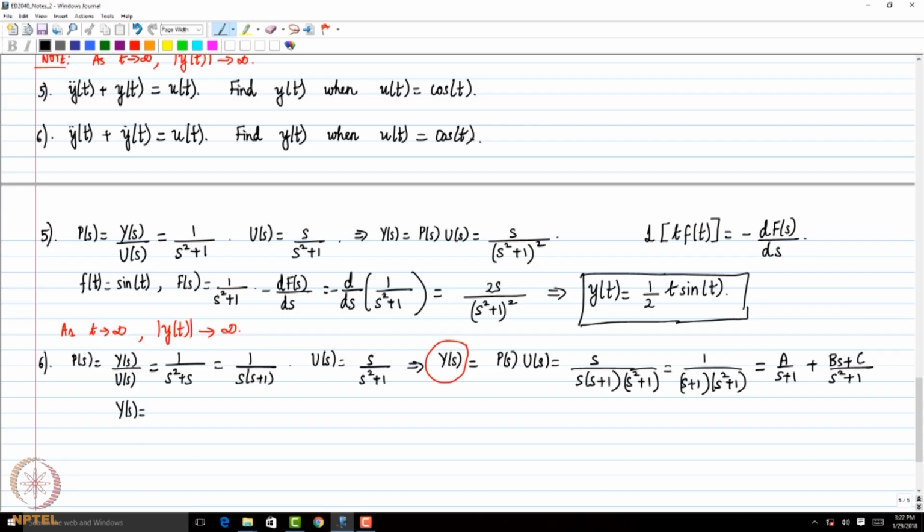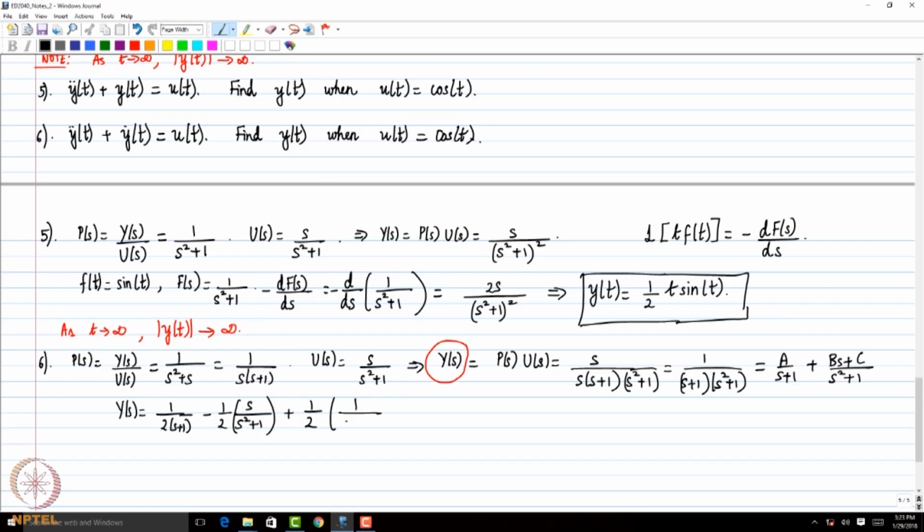What are we going to get for A? 1 by 2. Multiply both sides by s plus 1 and substitute s equals minus 1. What about B and C? Minus 1 by 2, and for what is minus 1 by 2? B, is it? I am just writing down whatever our friend is saying, you please check. But anyway, I am sure by now you would know how to do it.